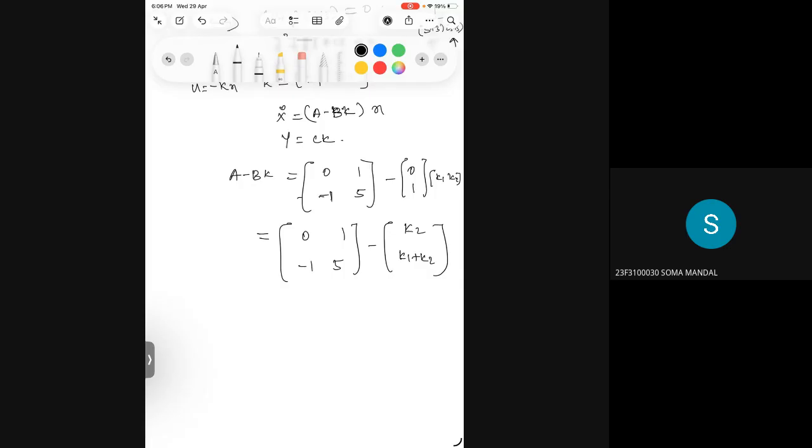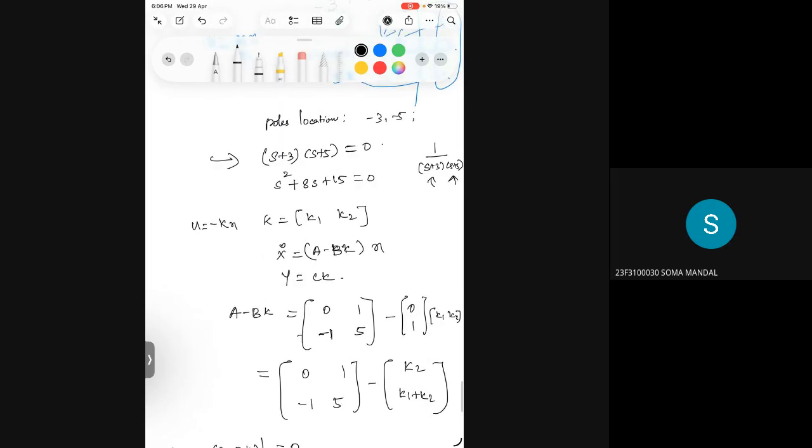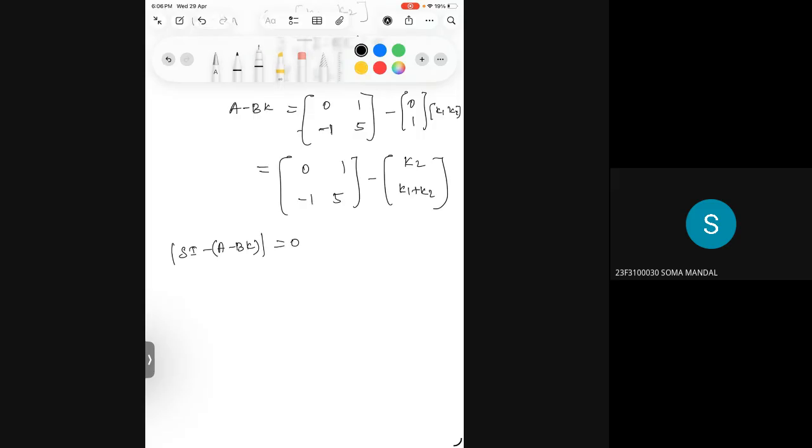So if I want to find the poles of this system so that I can relate it with the characteristic equation, I have to find the determinant of sI minus (A minus BK) equal to 0. This gives me the characteristic equation for this closed loop system with state feedback control. And I already got the characteristic equation of this. So by comparing these two, we will find the unknown values k1, k2. That's what the idea is. So if I find sI minus (A minus BK), I would need to know the sI matrix.